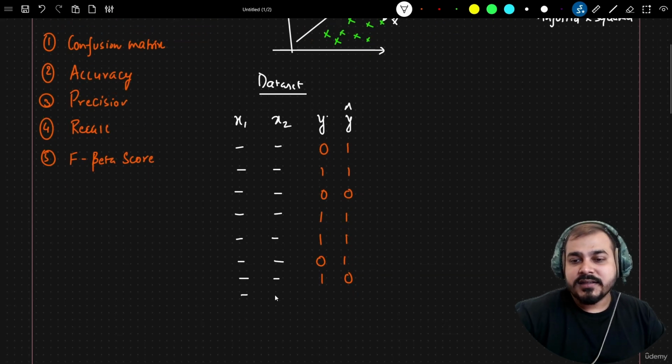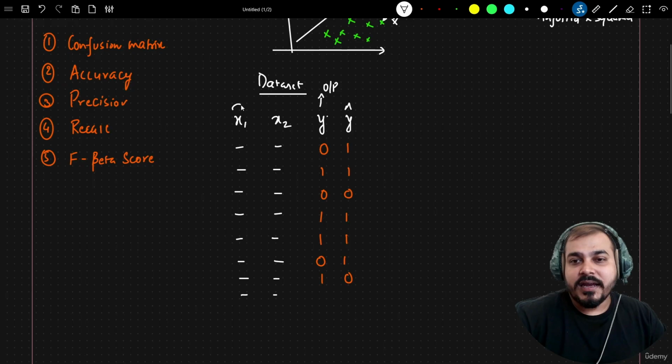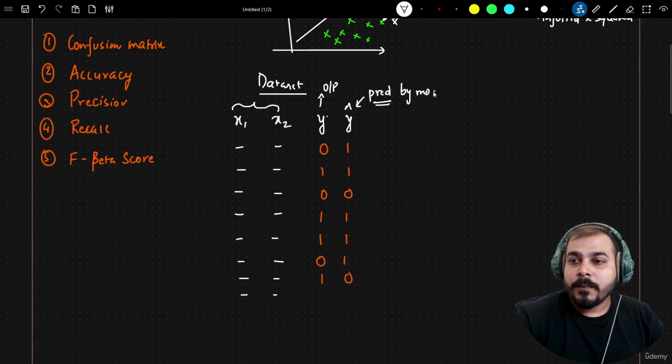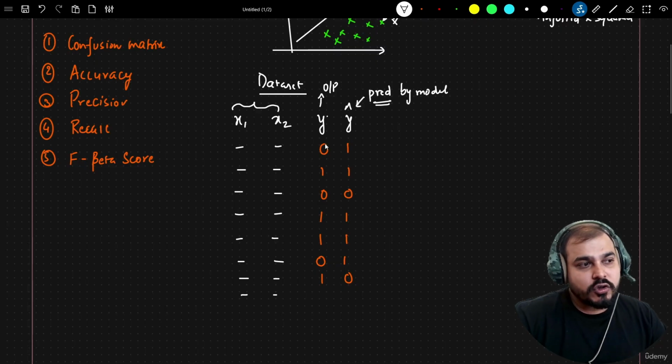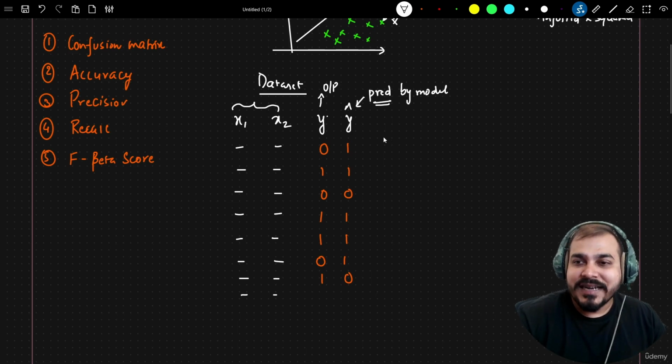Okay, now let's consider this simple data set I have. In this data set I have the data points x1, x2, and this is my output feature, and this is my input feature. And this is my predicted feature. Predicted feature basically means it is predicted by the model, this y hat. So this shows that when my true output was 0, my model predicted it as 1. And similarly over here, when my true output was 1, my model predicted 1. Here it was 0, 0, 1, 1, 1, 1, 0, 1, 1, 0. So this is a simple data set, and I trained my model and I'm getting this kind of predictions.